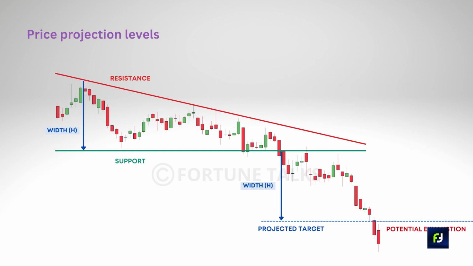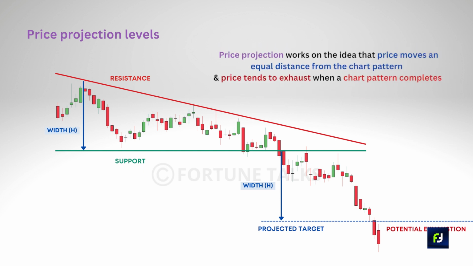The last method is the chart pattern price projection method. Now the price projection is a classical charting principle where the price tends to exhaust when a chart pattern completes. A chart pattern is said to be complete when the price moves an equal distance from the chart pattern. So I have already talked about this in my 1-hour chart pattern training. You can check that video out if you wanna know more.